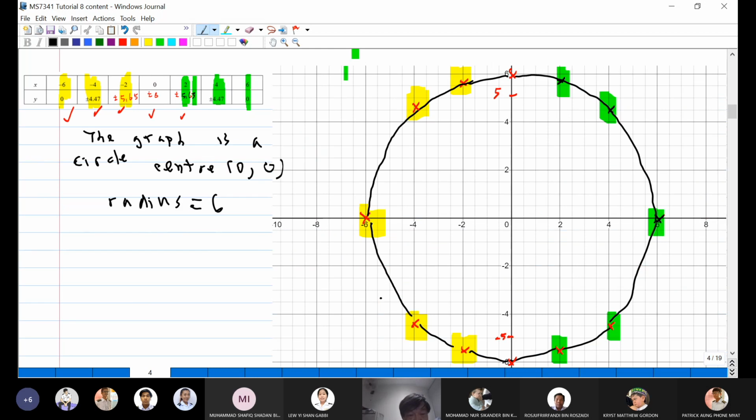Okay, this is how it looks after you fill your table already. So let me show you how to get the points here. The first point is minus 6, 0. When x equals minus 6, y equals 0. The next point is x equals minus 4 now, y equals 4.47. I can see the table there. 4.47 is a point.